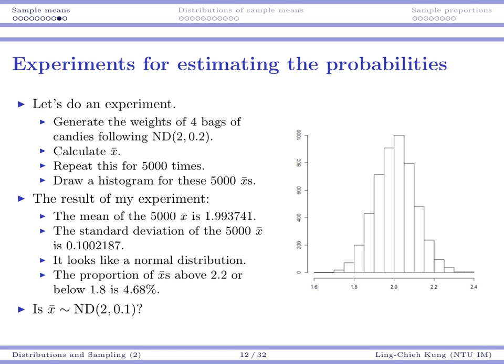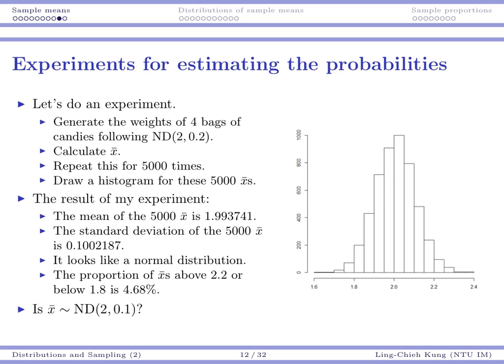So I would like to simulate the process of making candies and the process of getting random samples. First, I would like to generate 4 random numbers following the normal distribution with mean 2 and standard deviation 0.2. That's the next 4 bags of candies that I will produce. Once I do that, it should follow the population distribution. When I get those 4 values, I can calculate x bar, my sample mean, and I want to repeat this 5,000 times.